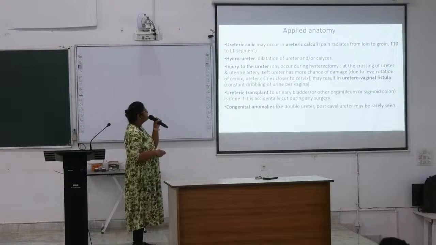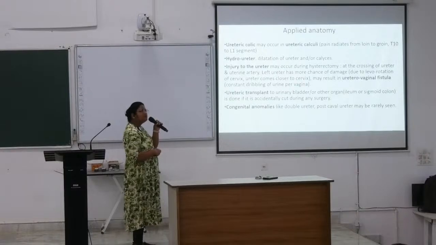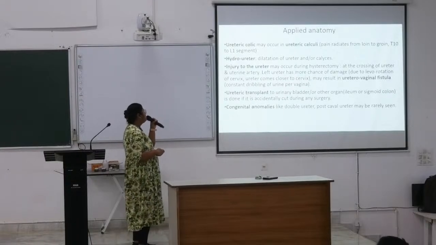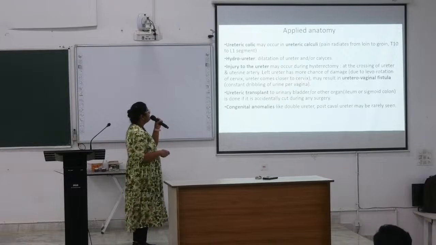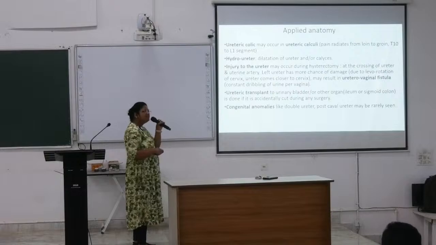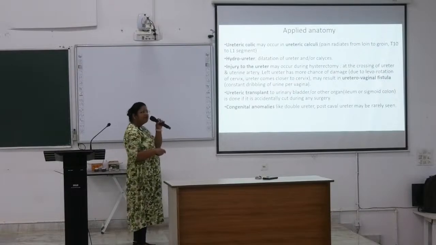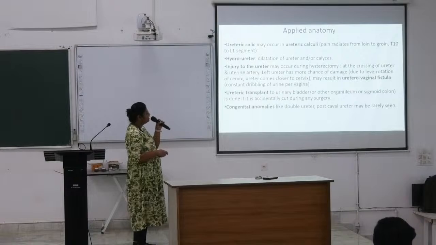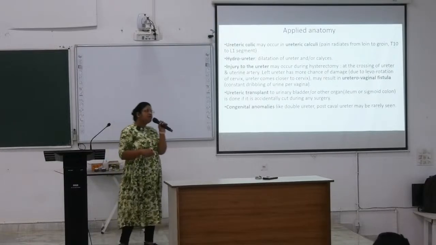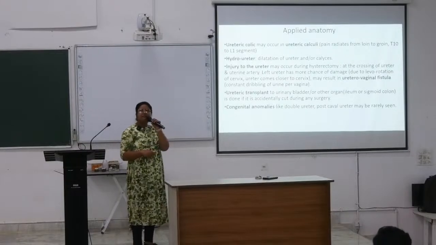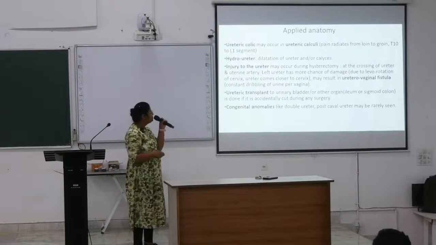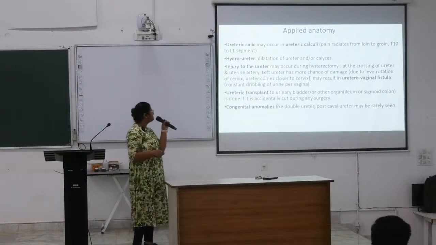Left ureter has more chance of damage due to levorotation of cervix because cervix mostly lies on the left side and ureter comes closer to the cervix. May result in ureterovaginal fistula, constant dribbling of urine per vagina. That is a very difficult condition. Okay, you have to repair the fistula because there will be continuous dribbling as there is no sphincter in the vagina, so there will be continuous dribbling of urine through the vagina if there is fistula between ureter and vagina.